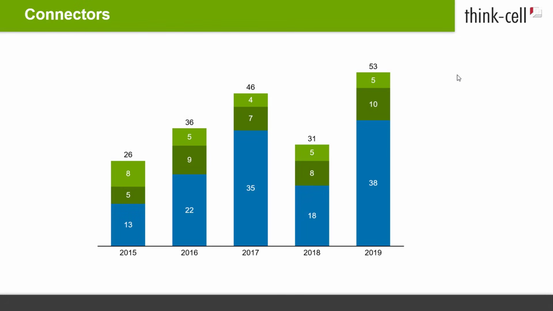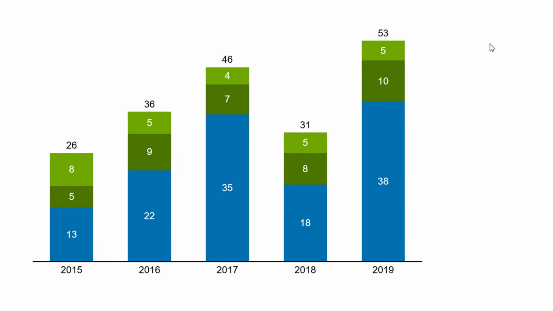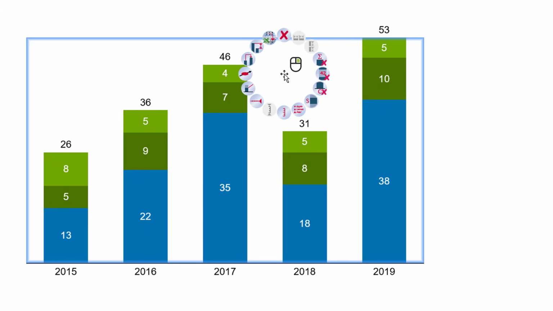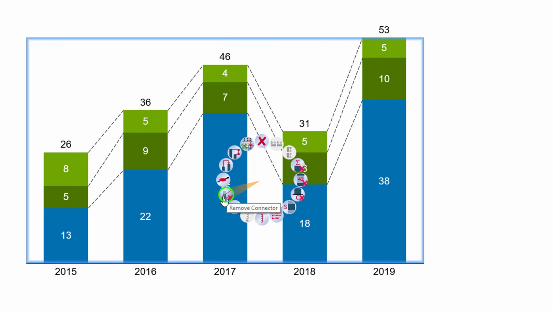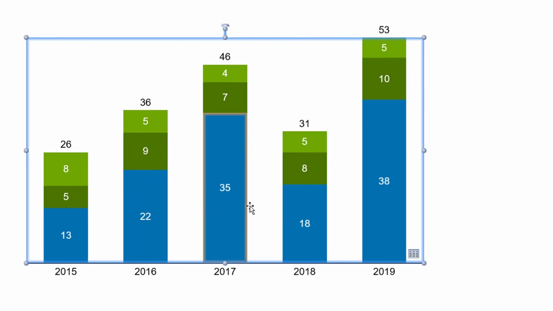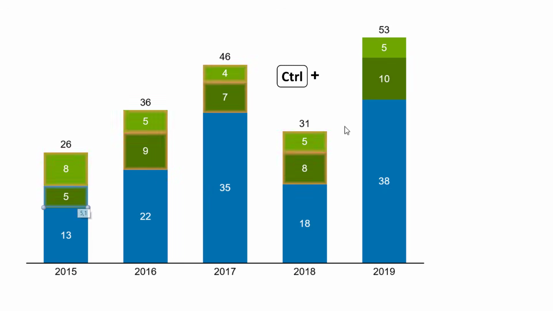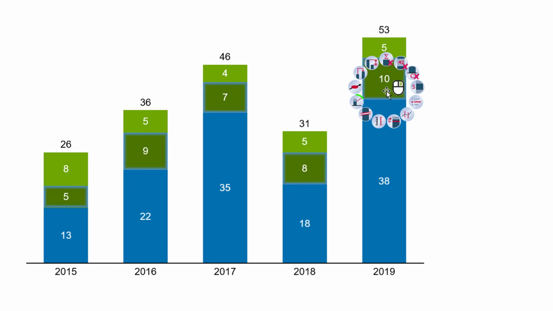To emphasize the development of your series, you may also add connectors to all series or selected segments. Right-click into the chart and pick Add Connector from the context menu. Right-click again and choose Remove Connector to delete the connectors. If you only want individual series to have a connector, select or multi-select the segments, right-click into the selection and pick Add Connector.